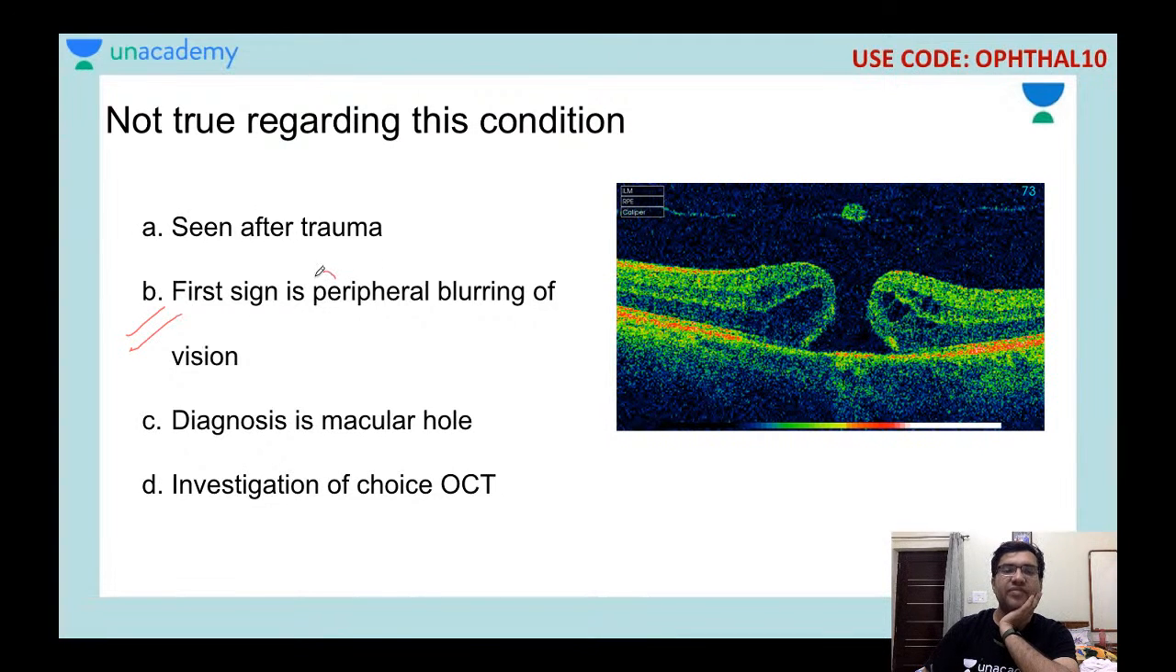Now whenever the macula is involved, it is not the peripheral blurring, it is the central blurring and the central scotoma that you would see. Okay? So the central scotomas you would see in these patients of macular hole or any type of macular disorder. Okay?